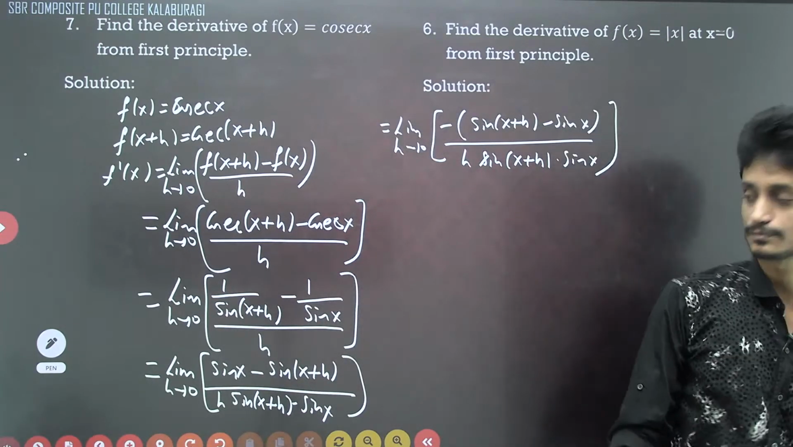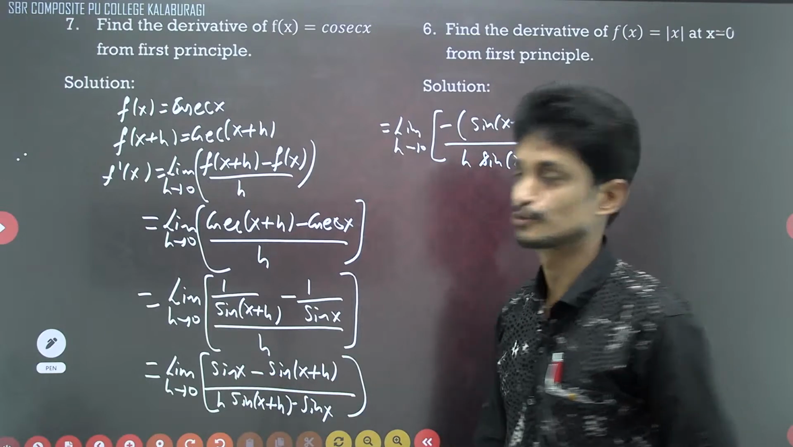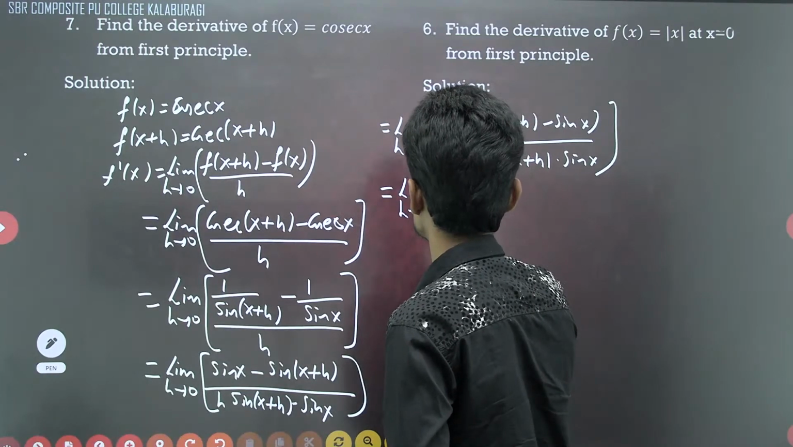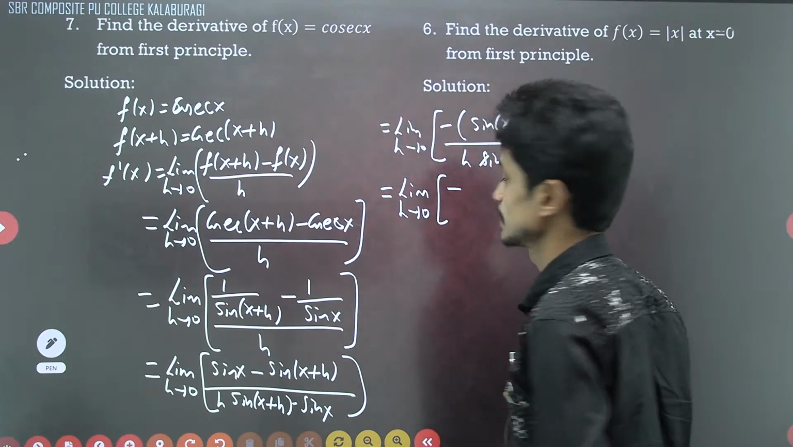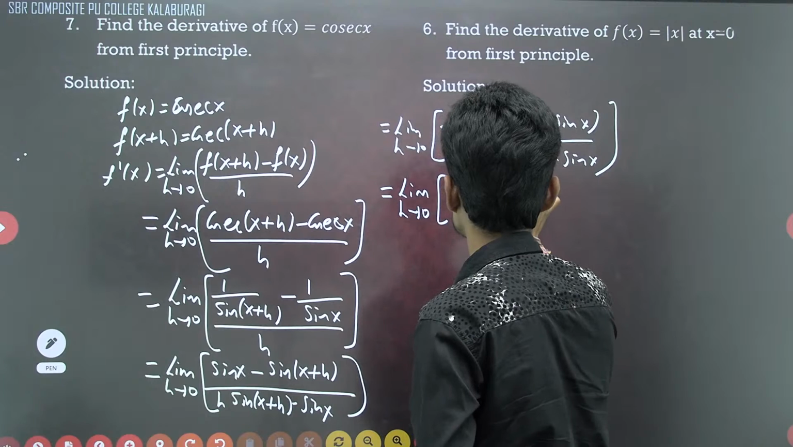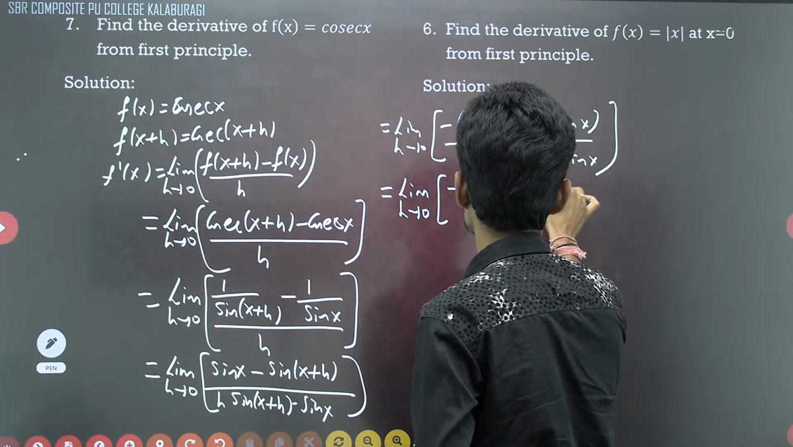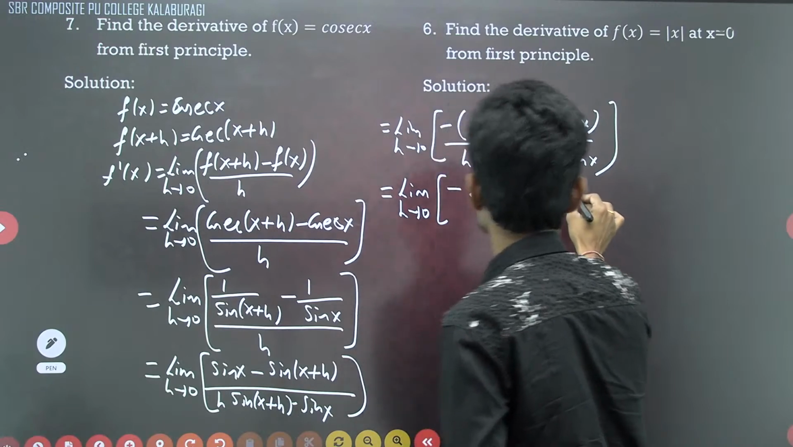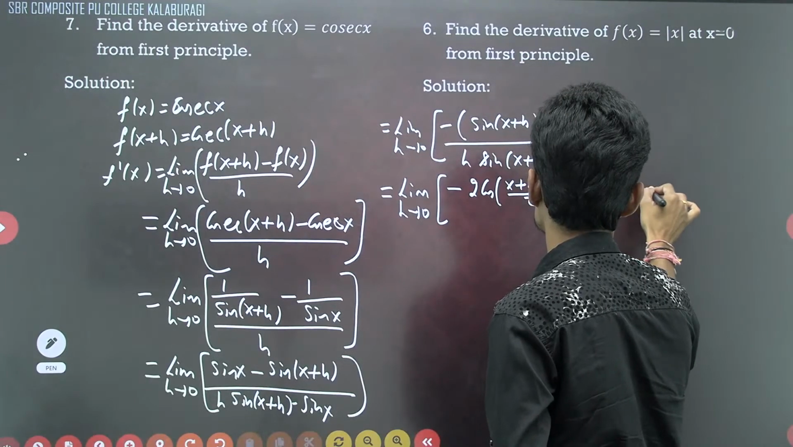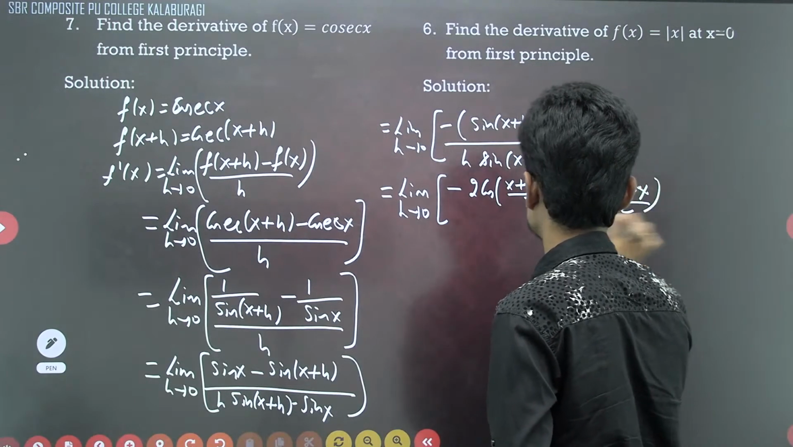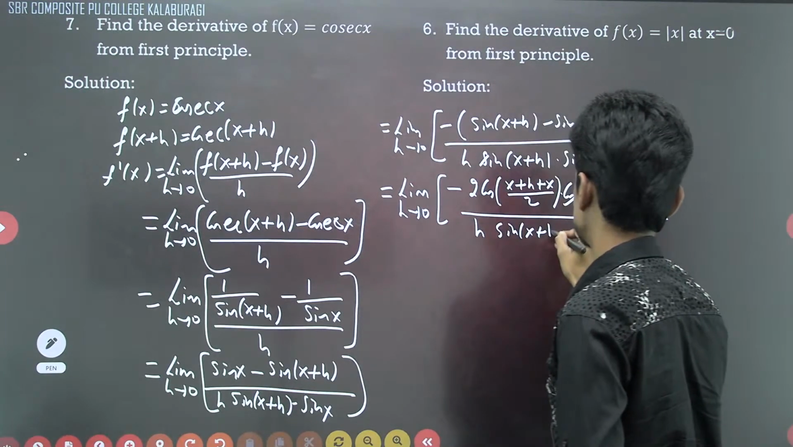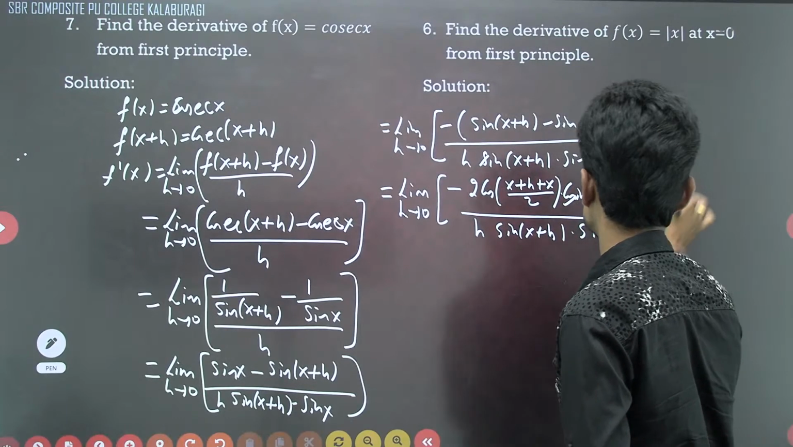Note it. I have taken the minus sign common in the numerator part to avoid more steps. Limit as h tending to 0. The minus sign I will keep as it is. What is the sin c minus sin d formula? Sin c minus sin d will be 2 times cos of (c plus d) by 2, here (x plus h plus x) by 2, into sine of (c minus d) by 2, here (x plus h minus x) divided by 2, whole divided by h into sine of (x plus h) into sine x.